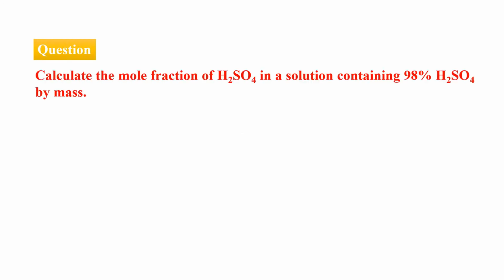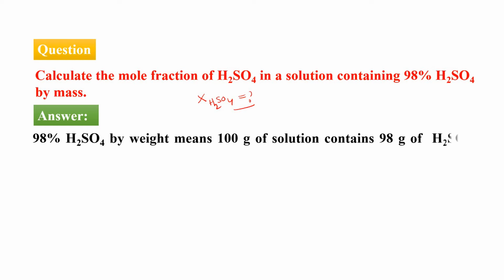We'll see some problems here. Now they are asking: calculate the mole fraction of H2SO4. Now what is given in this case? 98% H2SO4. The meaning of that is 100 grams is the solution, the weight of the solution is 100 grams, and the weight of H2SO4 will be 98 grams here. The weight of solution always will be 100 only, isn't it?